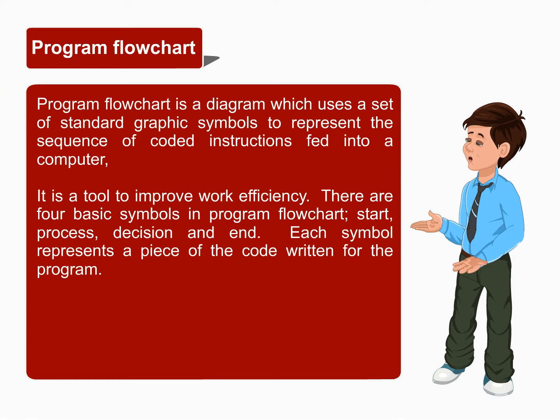A program flowchart is a diagram which uses a set of standard graphic symbols to represent the sequence of coded instructions fed into a computer. It is a tool to improve work efficiency. There are four basic symbols in a program flowchart: start, process, decision and end. Each symbol represents a piece of the code written for the program.